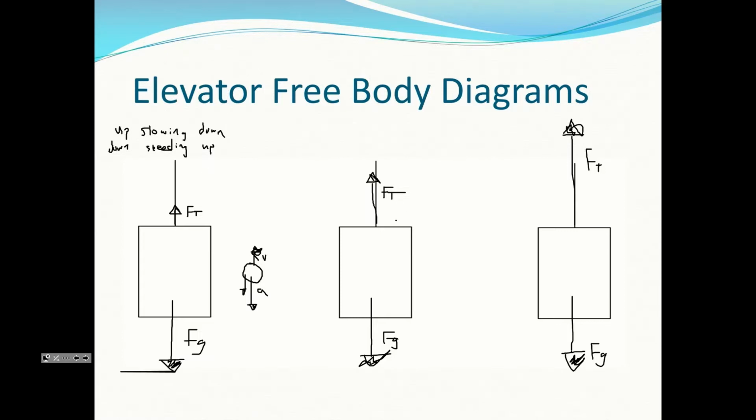Okay. If these are the same, it means Fg is equal to Ft, which means that we'd have an F net that's equal to 0. And anytime we have an F net equal to 0, it could be stopped, or it could be moving at a constant speed.